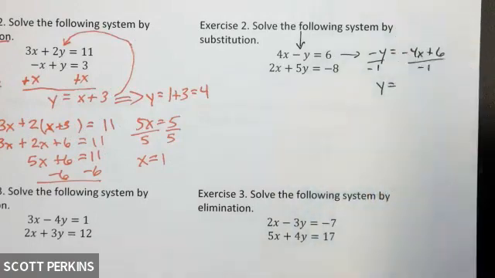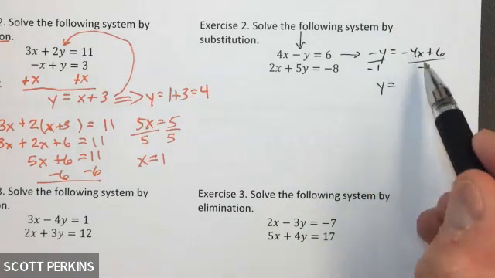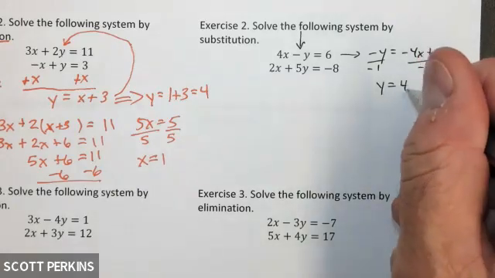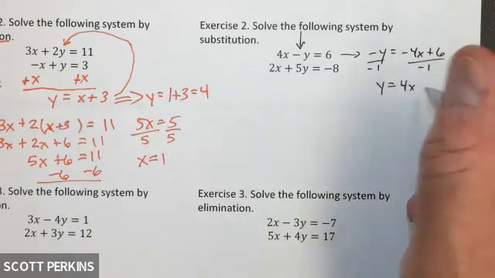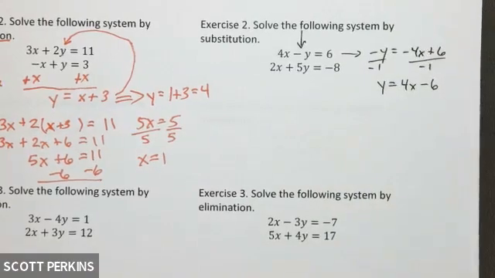And I'm just going to remember that when I divide by anything, I always have to distribute that. So a negative 4 divided by a negative 1 is a positive 4x. A 6 divided by negative 1 is negative 6. Same thing you got if you did the other steps. Okay, we should all be looking at y is equal to 4x minus 6. So far, so good? Anybody got anything they need to bring up?